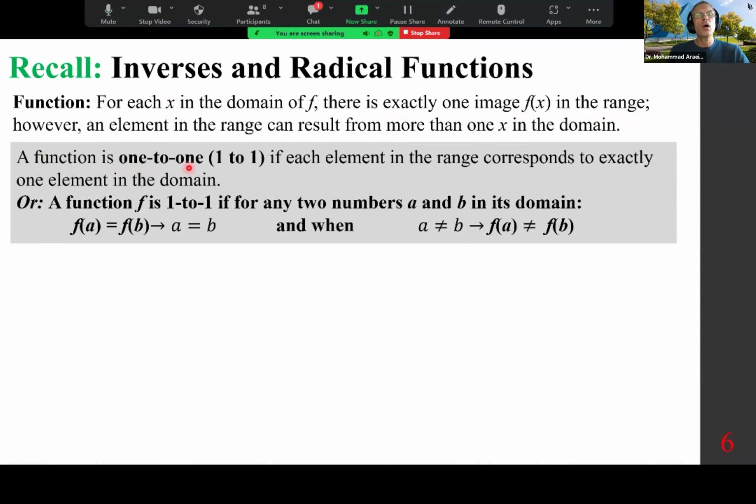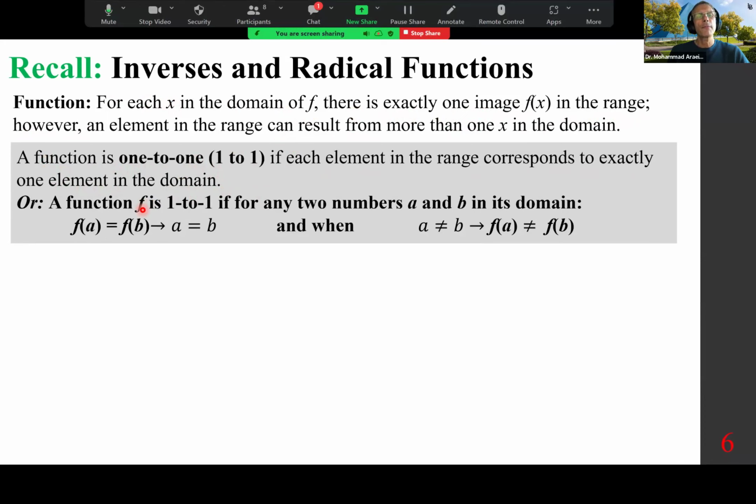A function is one-to-one if each element in the range corresponds to exactly one element in the domain. So there is a restriction which makes a function a one-to-one function. In other words, a function says x can't repeat. A one-to-one function says y cannot repeat either.